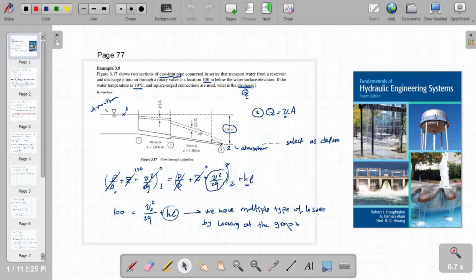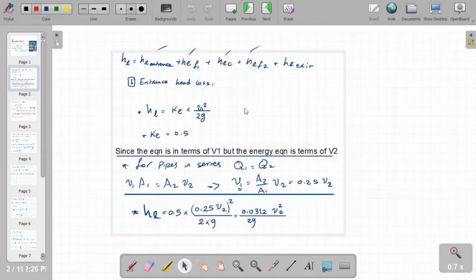Since these two pipes are in series, the flow, which is the discharge in the first pipe, should always be equal to the discharge in the second pipe, meaning that the velocity in the first pipe times the cross-section area should be equal to the velocity in the second pipe times the cross-section area. The velocity in the first pipe then becomes A2 divided by A1 times the velocity in the second pipe, which comes out to be 0.25 V2.